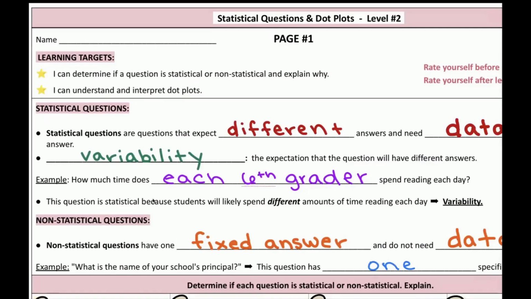Just to go back to our learning targets real quick, our first one was to determine if a question is statistical or non-statistical and explain why. We just practiced that. And now we're going to practice understanding and interpreting dot plots. So let's finish off these notes.